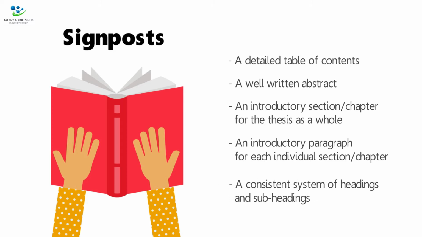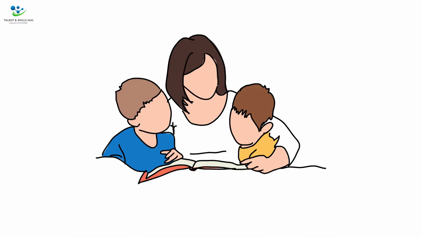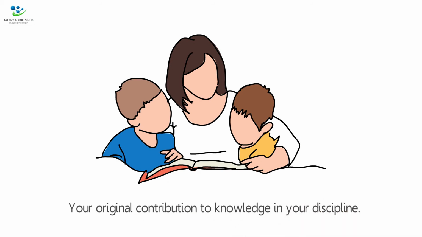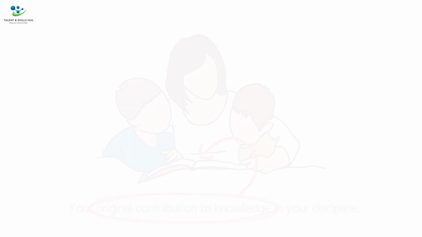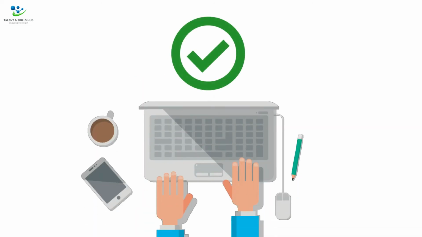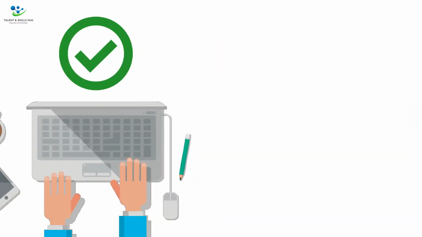of headings and subheadings. Remember that your writing is telling a story, and your original contribution to knowledge in your discipline. It should be clear from the very start what your original contribution to knowledge is, and each section, or chapter, should then help to tell that story. Finally, your readers will expect your writing to be fully and accurately referenced. For more advice, see the lesson on academic referencing and avoiding plagiarism and academic misconduct.